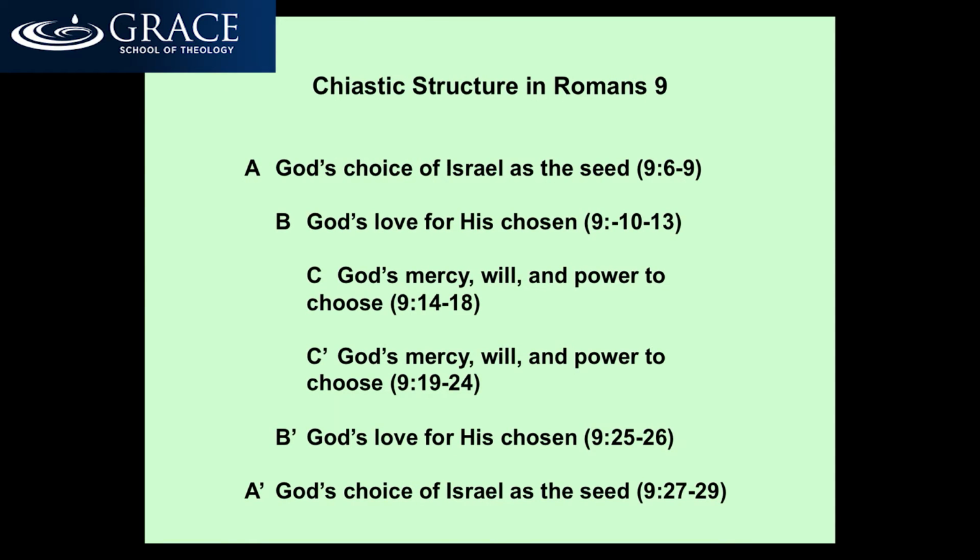Romans 9, God's choice of Israel is seed. The bottom A, God's choice is Israel's seed. In between, we move to God's love. We get to the C, or the X marks the spot, which is mercy and his power to choose. Repeated again in 19 to 24, and then he backs out.